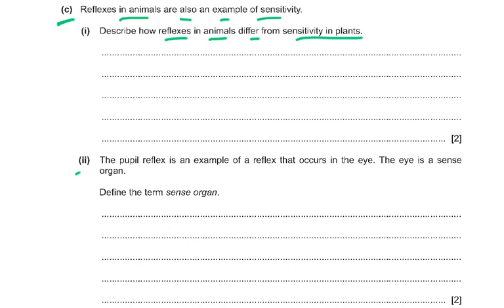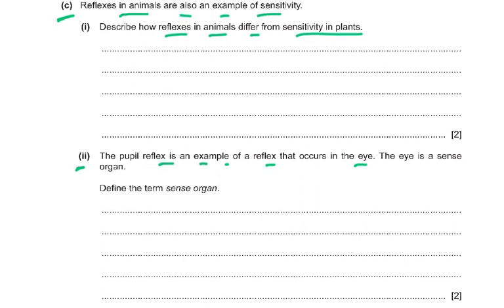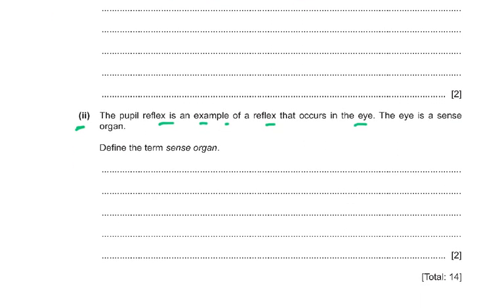Then it comes to part two of the question. The pupil reflex is an example of a reflex that occurs in the eye. The eye is a sense organ. Define the term sense organ, for 2 marks. A group of receptor cells responding to specific stimuli. A group of receptor cells, like the sense organ eye. It has receptor cells in the retina which detect light, so responding to specific stimuli. Similarly, ears have receptor cells which respond to sound, and that's how you can hear.